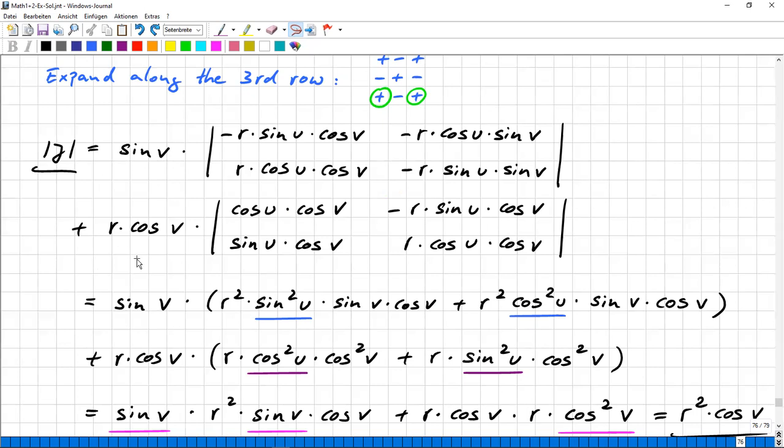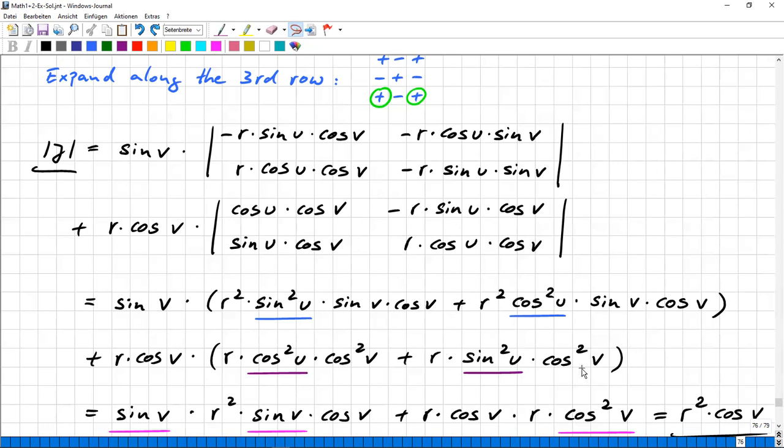Let's look at the second contribution, r times cosine of v. Then again, we take diagonal product minus second diagonal product, the other way around, this one, diagonal product minus second diagonal product. So we have r, this time we only have one factor of r, you see here, but we also have cosine u times cosine u, cosine squared of u, again, as before here. Then we have the cosine of v and again the cosine of v, so this time it's cosine squared of v, plus then subtracting this product, you see again, minus times minus gets plus. So we have a factor of r, and we have sine squared of u times cosine squared of v.